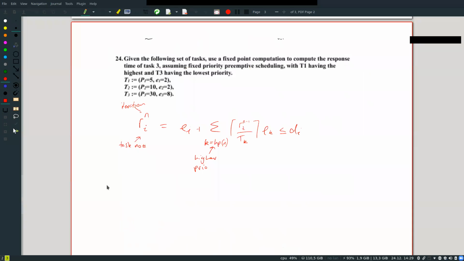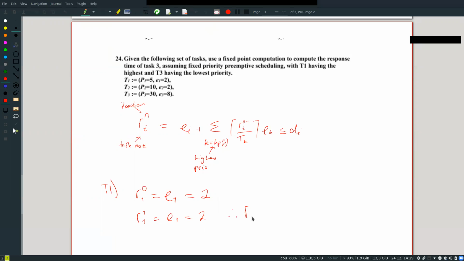So if we do this for task 1, the response time of task 1 at iteration 0 is just equal to the execution time of task 1, and so this equals 2, right? And if we were to go on and do the second iteration, it would still be the same, just E1, so it equals 2, right?